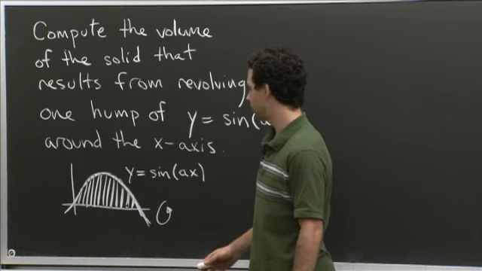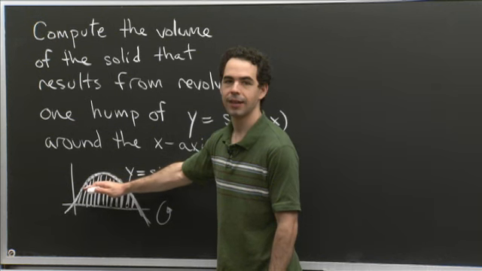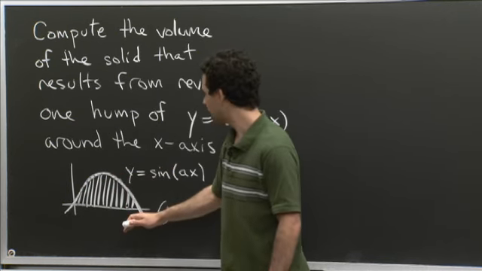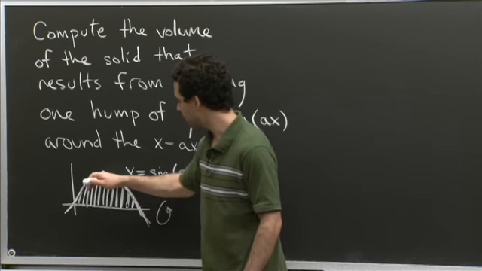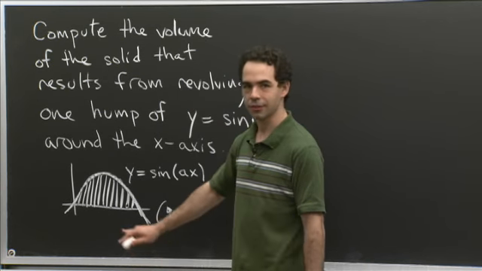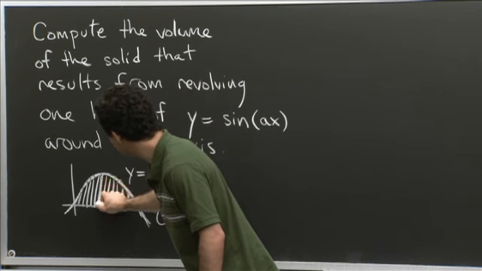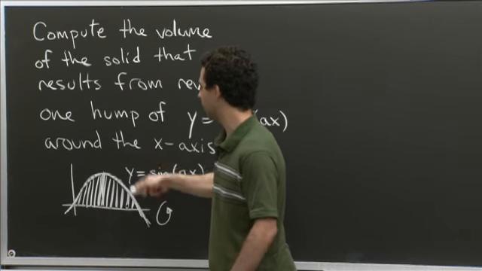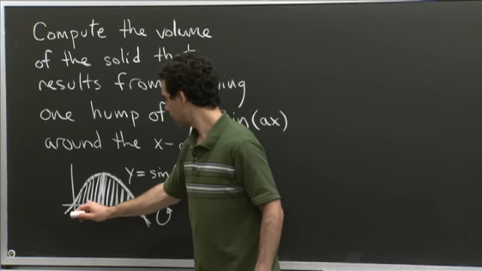So we have two choices. We could do shells with horizontal rectangles, or we could do disks with vertical rectangles. Looks to me like vertical rectangles are going to be the way to go for this function. Nice, simple, they have their base on the x-axis. This is a nice setup for disks. So we're going to take vertical rectangles that are going to spin into vertical disks, and we're going to integrate all these disks.